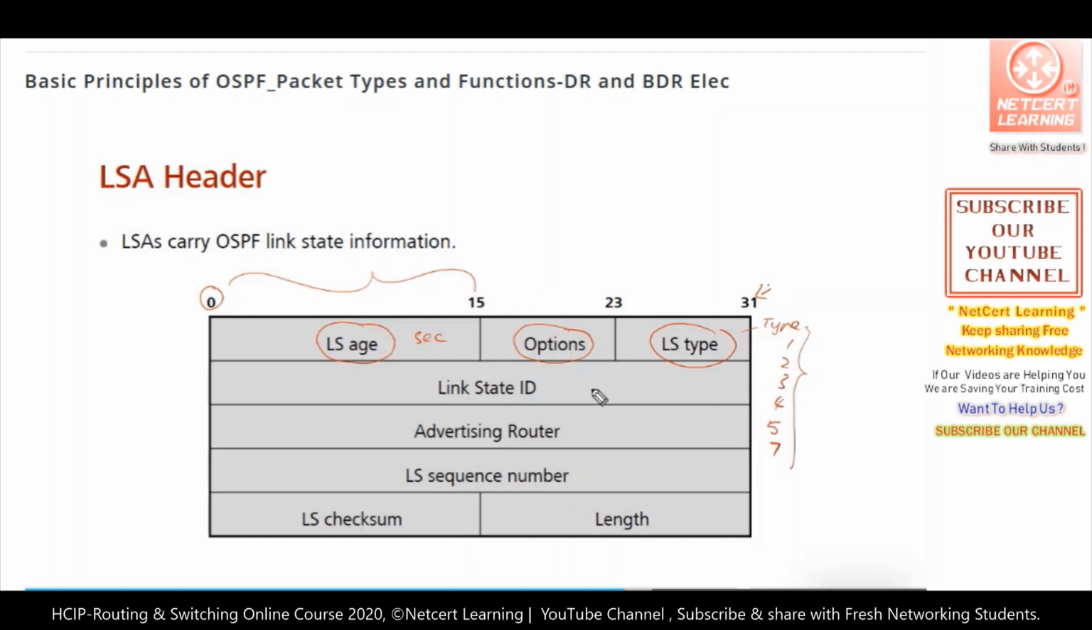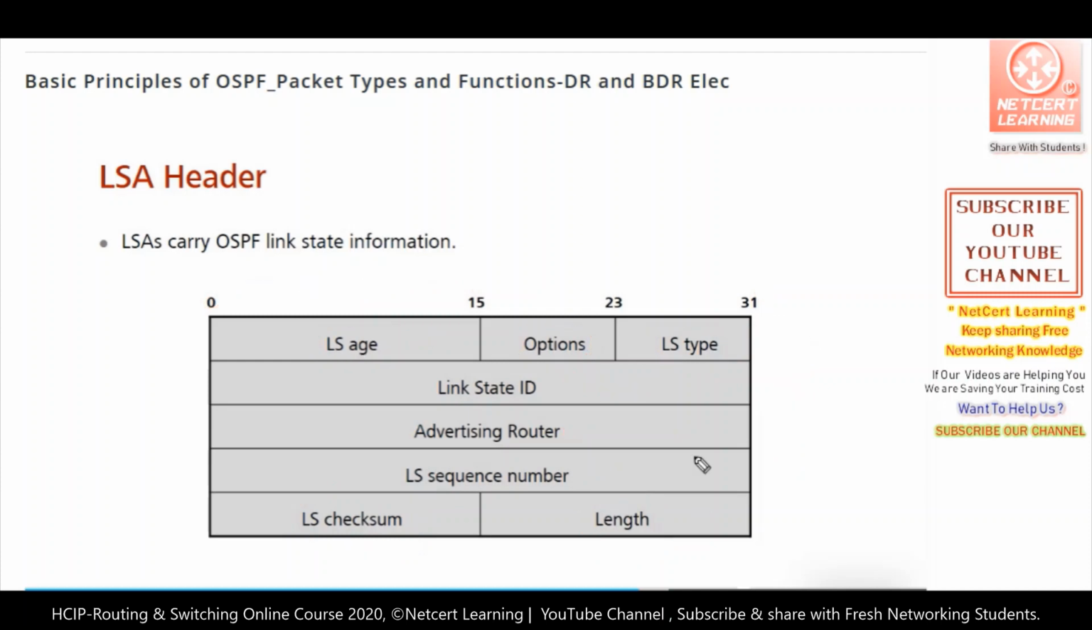Next, we have the link state ID, the router ID. Then we have the advertising router. This indicates the router ID of the router that originated the LSA. And then we also have the sequence number. This is for OSPF to detect old and duplicate link state advertisements. We have the link state checksum to check the integrity of the LSA. And finally, we have the length of the link state in bytes.